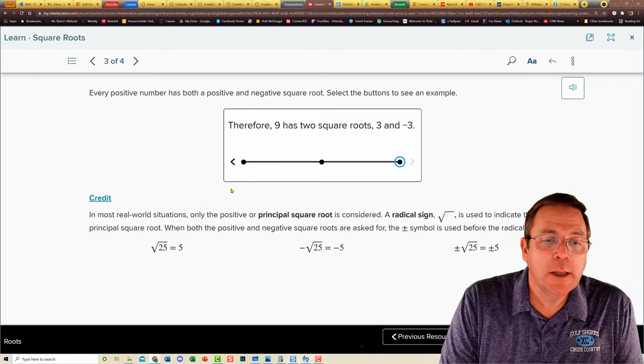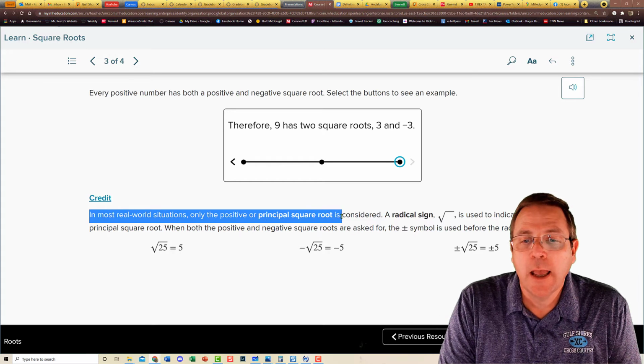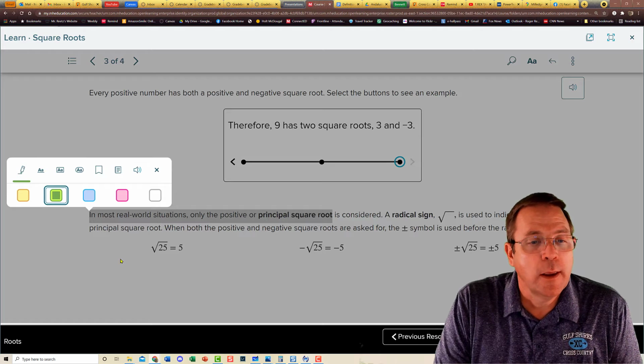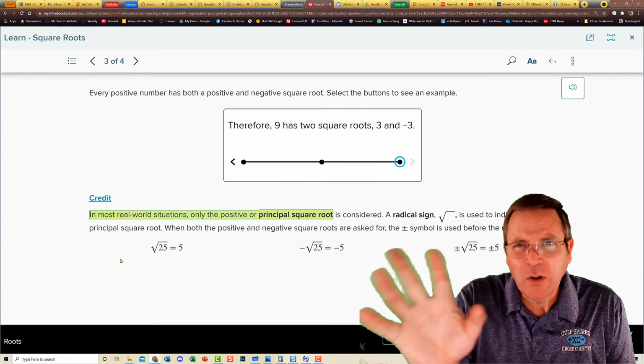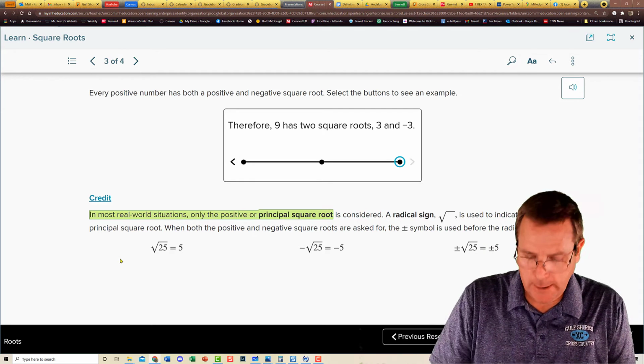Now we generally take and use only the positive square root, also known as the principal square root. And that's going to be a vocab term. And the negative square roots, you deal with those later on in math. You're not really dealing with those much in our class today.